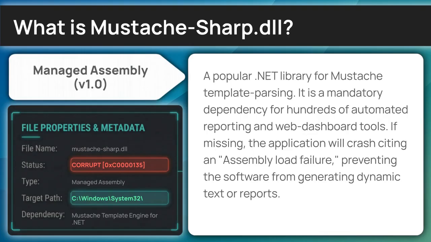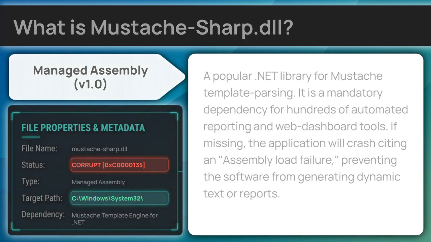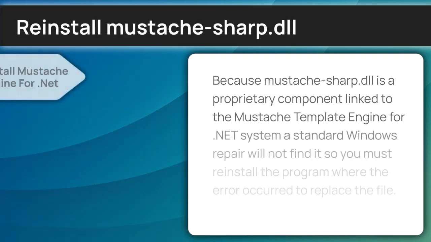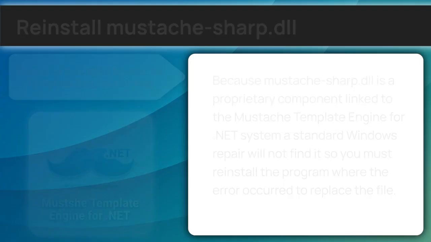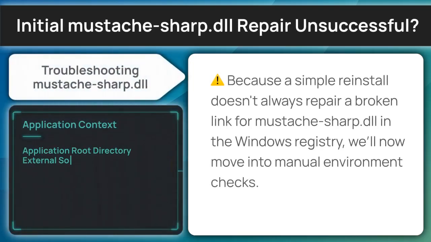Now let's apply the fix by reinstalling the shared system library. Because Mustache-sharp library DLL is a proprietary component linked to the Mustache Template Engine for .NET system, a standard Windows repair will not find it, so you must reinstall the program where the error occurred to replace the file. If you are still encountering the error after following the official setup, it's time to investigate the underlying system architecture.